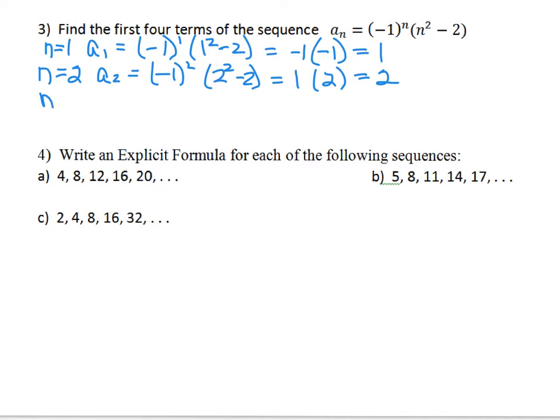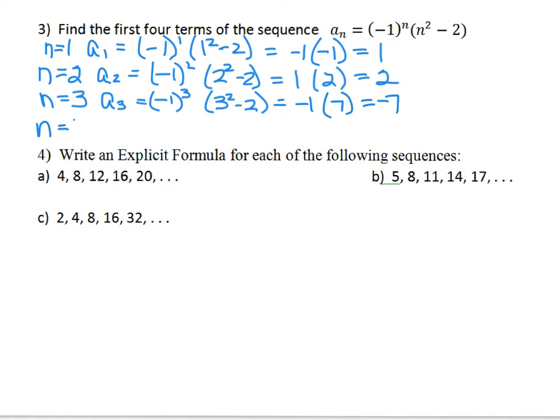Let's go to term number 3. So n is equal to 3 right now. So a3 will be equal to negative 1 to the third power times 3 squared minus 2. Notice that each time I change n in this formula, I have to adjust my exponent on my negative 1 and also my n squared term. So this is giving me -1 multiplied by 9 minus 2, which is 7. So my third term is -7.